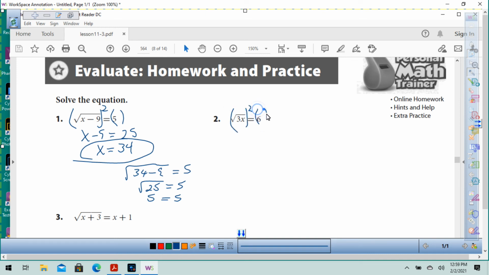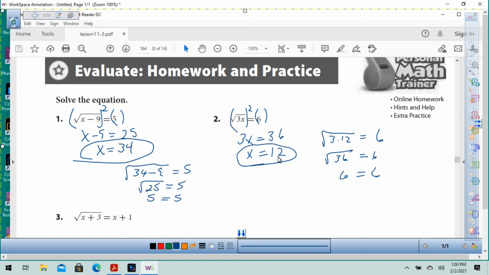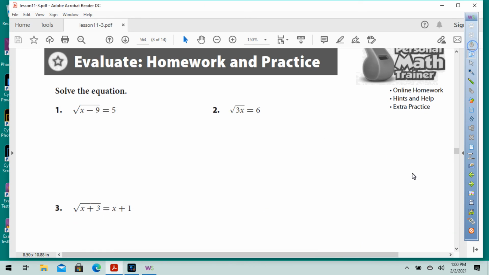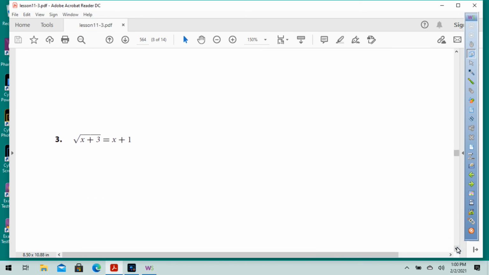Square both sides, and you have 3x equals 36. Divide both sides by 3, and you get x equals 12. So let's check this. The square root of 3 times 12 equals 6. So the square root of 36 equals 6, and that is, in fact, true. So the solution is x equals 12. And let's try number 3.